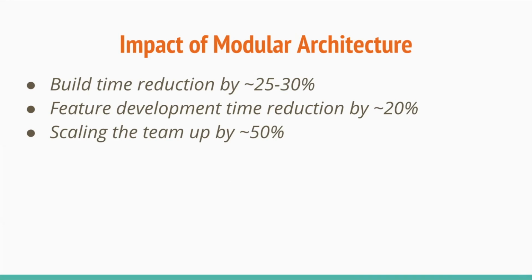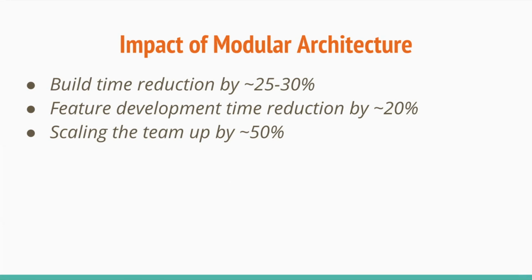And next, since we wanted it to be sliced as per features, feature teams specific to any feature could be formed and could develop, because the boundaries were set and the contracts were all set in place. So all the feature teams were able to move faster. We could see a time reduction of 20% there. And new smaller teams, focused on a specific feature, could be easily formed. So we could scale up the team by about 50%.